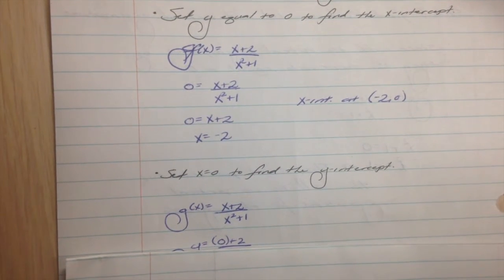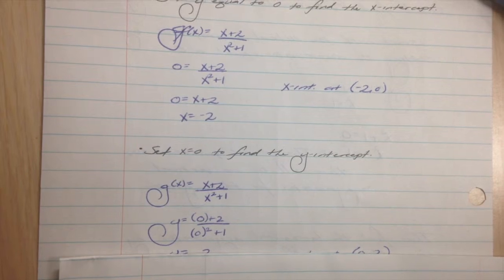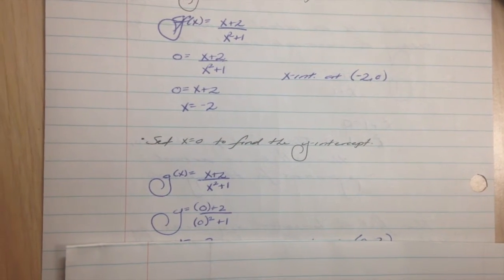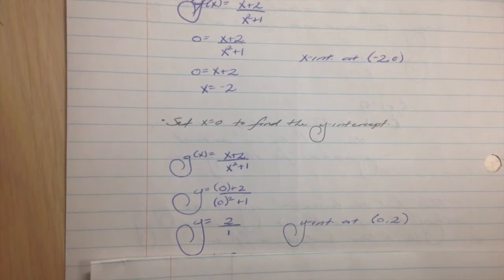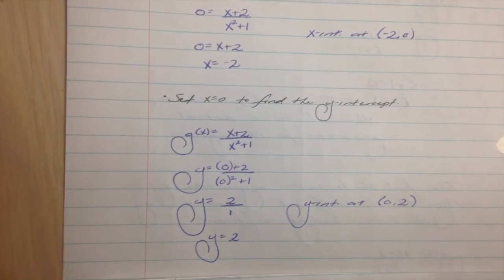And then we're going to set x equals 0 to find the y-intercept. So that means we're going to have y equals 0 plus 2 divided by 0 squared plus 1. That leaves us with y equals 2 over 1, which means y equals 2. So we're going to have a y-intercept at 0 and 2.